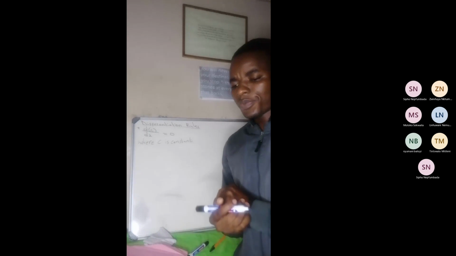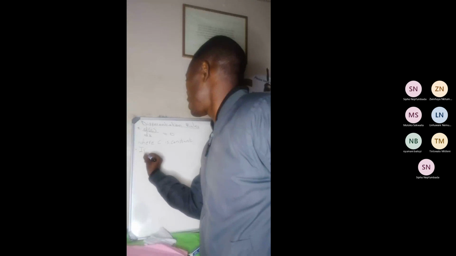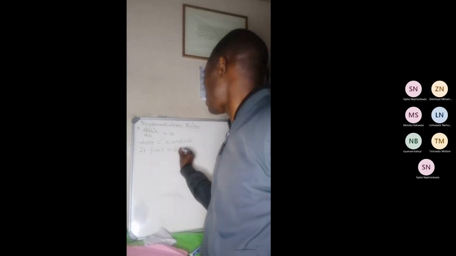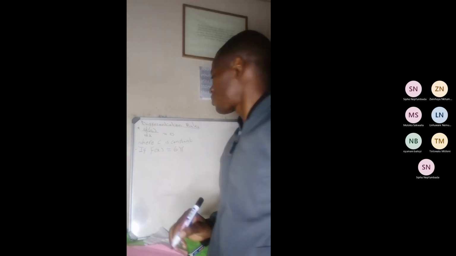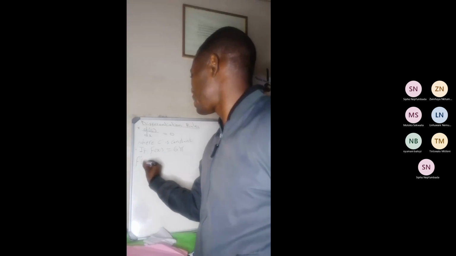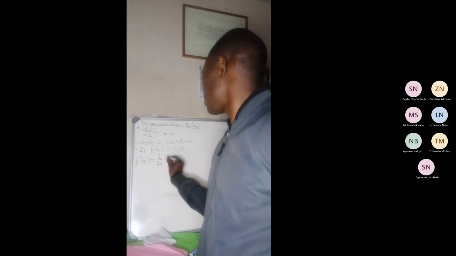So let's say f at x is equal to nothing but, let's say, 6 pi. So our derivative f prime at x, which is also dx of what? Of 6 pi. This is also equal to 0.